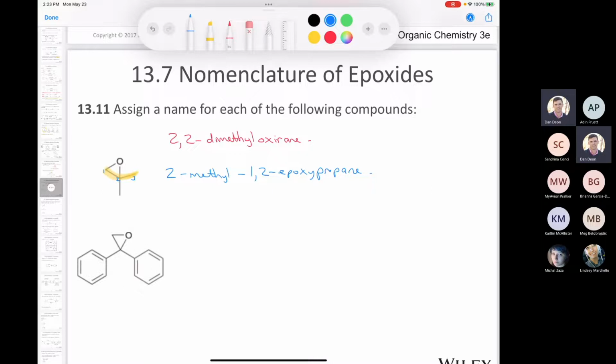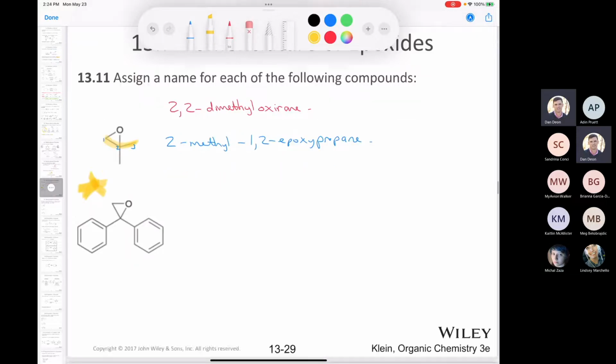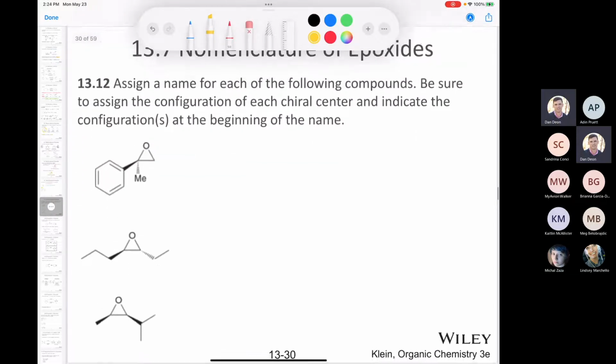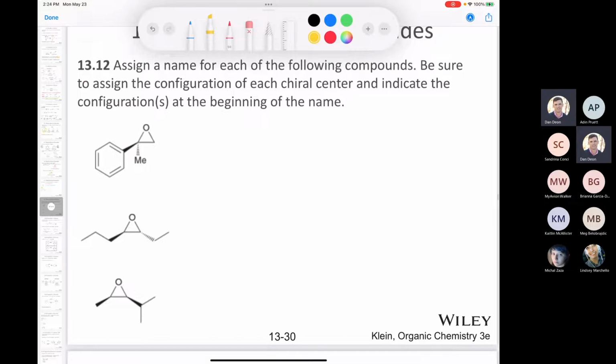I'm going to skip the next one, and we'll do this one at the start of class on Wednesday. Let's try these ones here. Let's try a couple of these. These are trickier because there's stereogenic centers in them. Let's start with this one on the top, I guess.